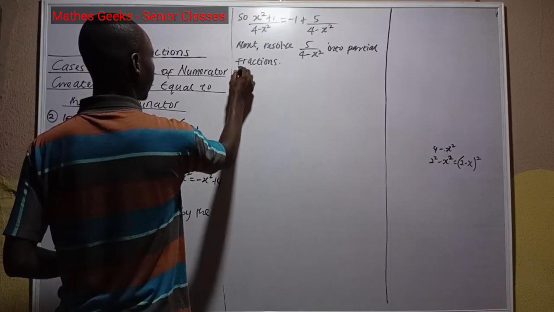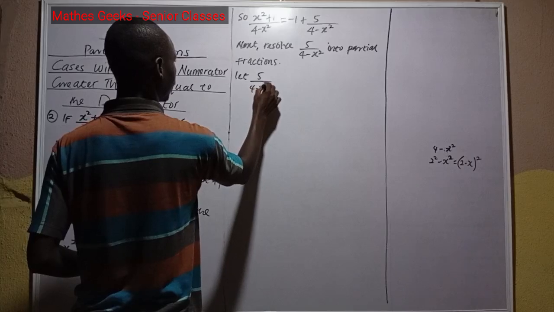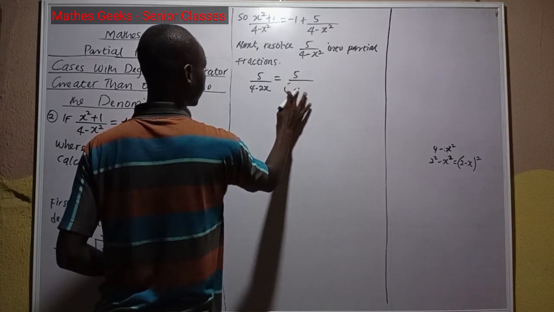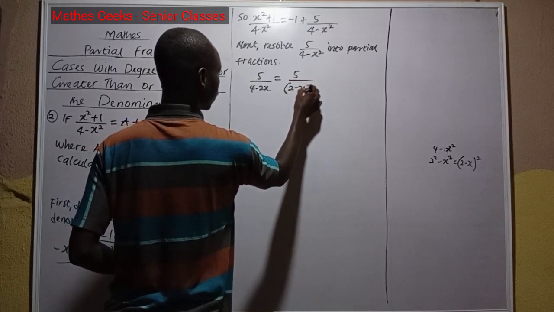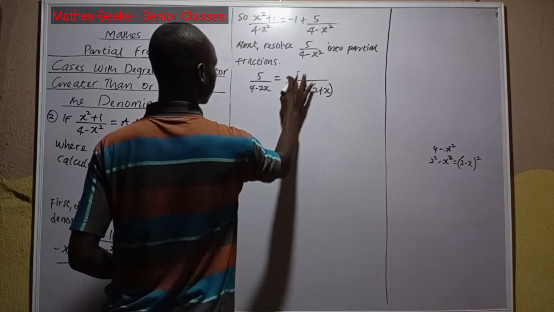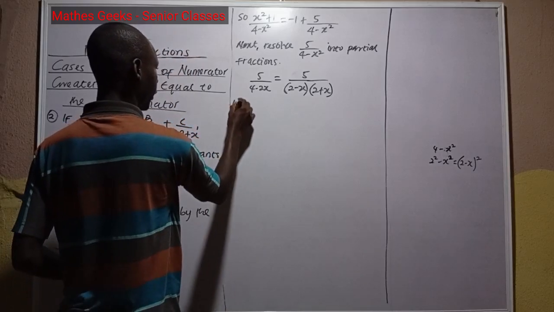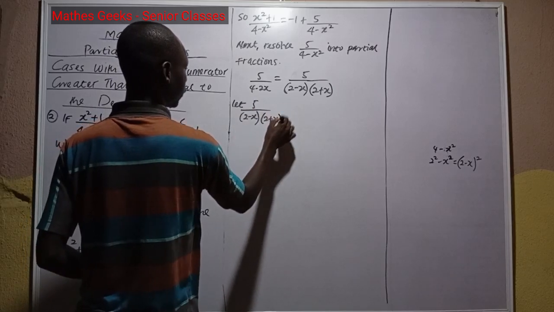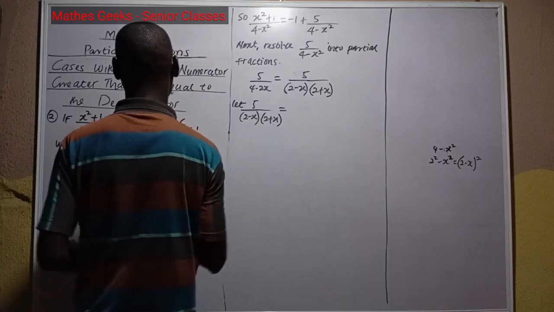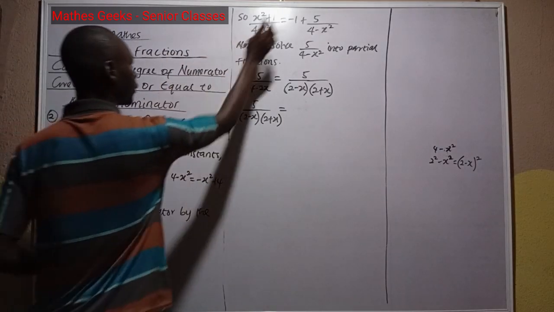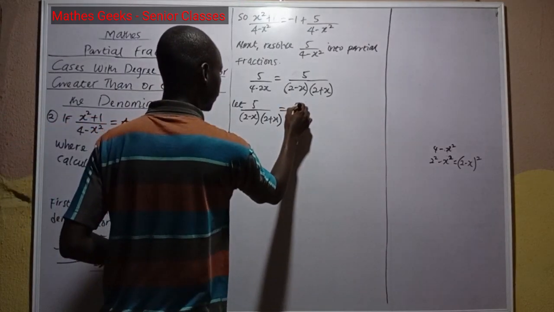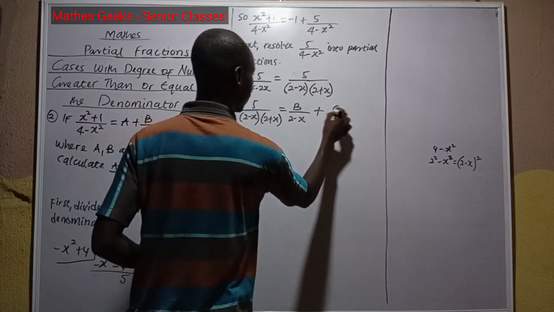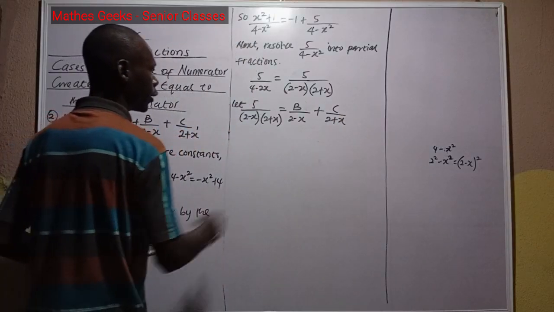So what you have here are factors of this. So we have to say, let the expression be equal to a plus b over 2 minus x plus c over 2 plus x. Already what we have here takes the place of this minus 1, so we always have b and c. So we need to find the values of b and c.